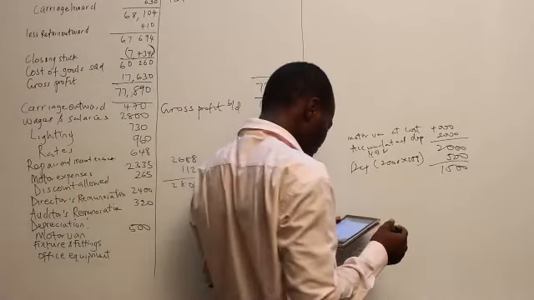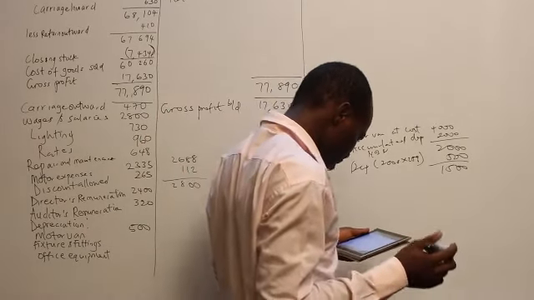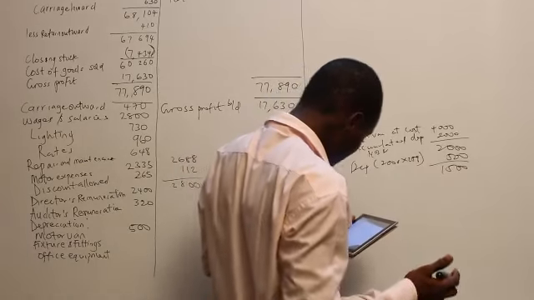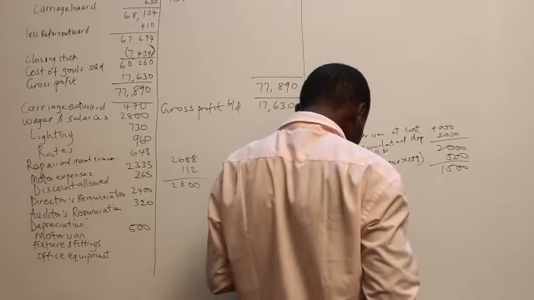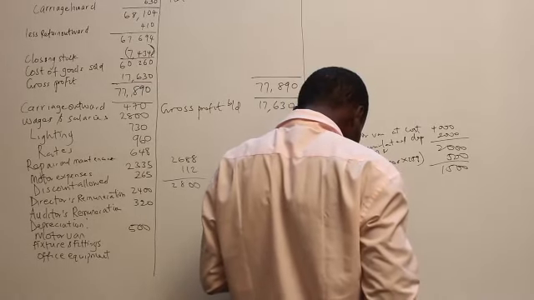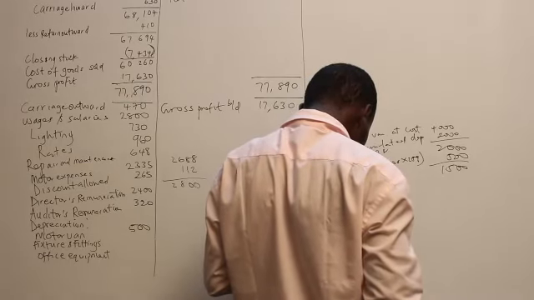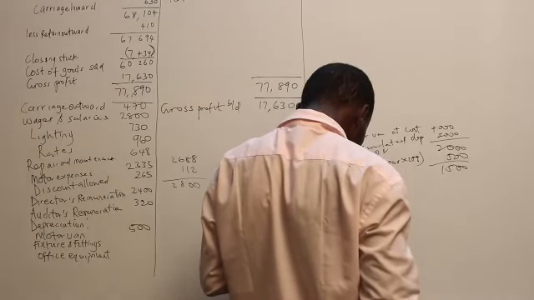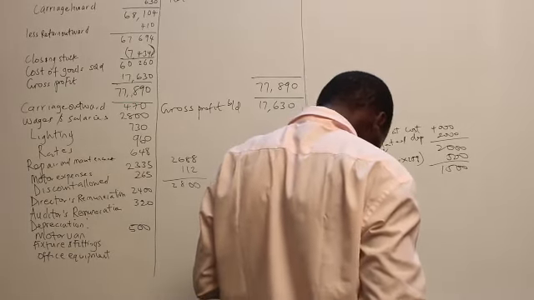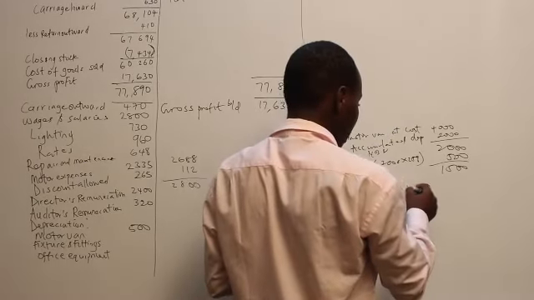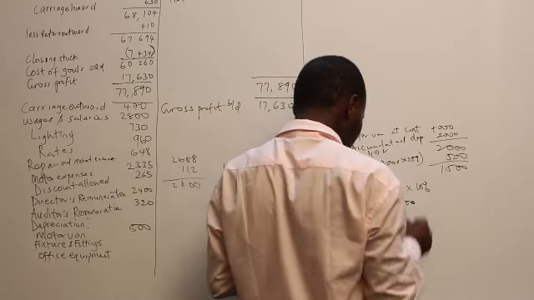Fixtures and fittings, we have 10%, and I'm very sure that was going to be on cost. So 8,000 naira. Fixtures and fittings. That will be the same thing. So that will be 10% times 8,000, which will be 800 naira.